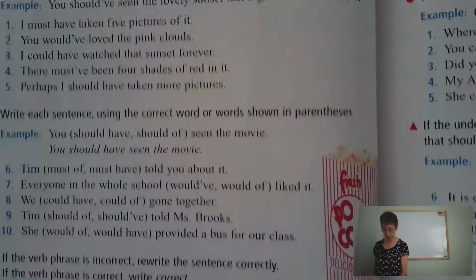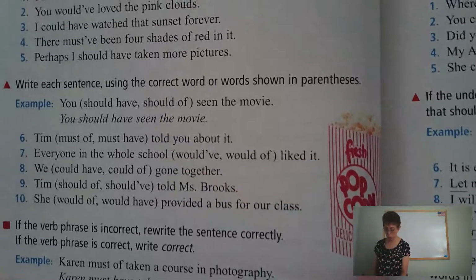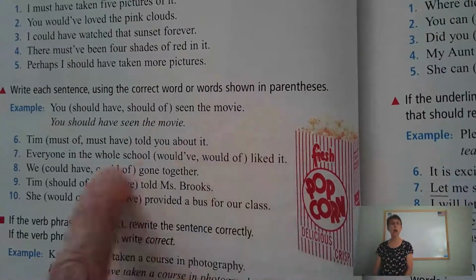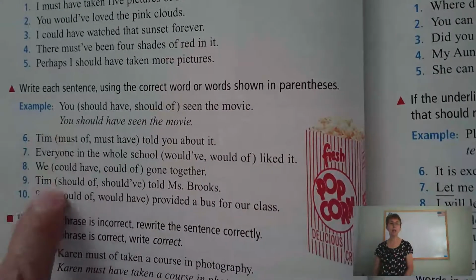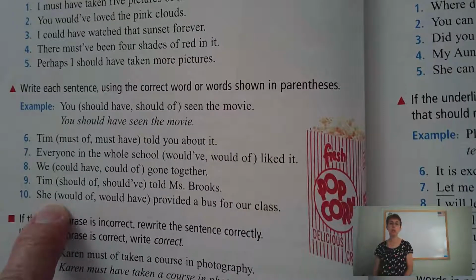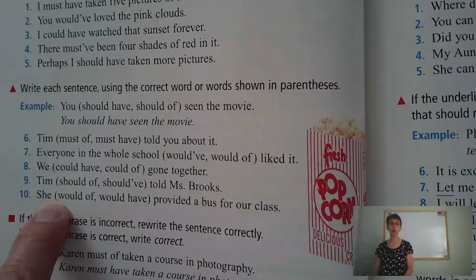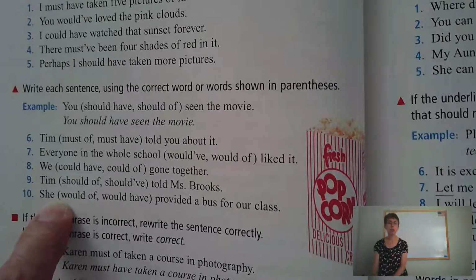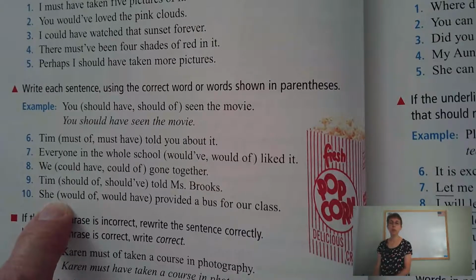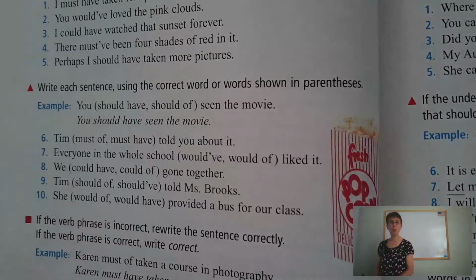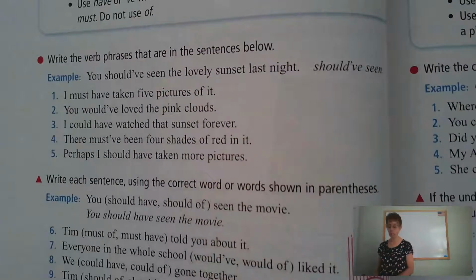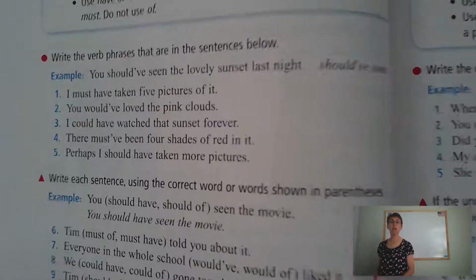In the middle section, the directions tell you to write each sentence using the correct word or words shown in parentheses. However, you do not need to write sentences here. You can just simply write down the correct verb phrase. So again, in the second part, no need to write any sentences, just write down the correct verb phrase. The first part, you're writing down the verb phrase that appears in the sentence. The second part, you're writing the verb phrase that correctly completes the sentence.